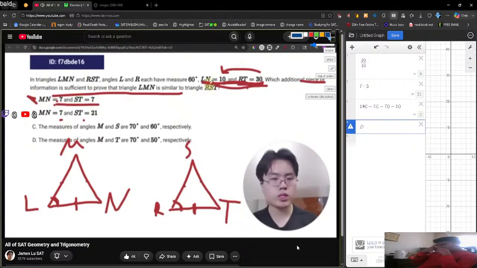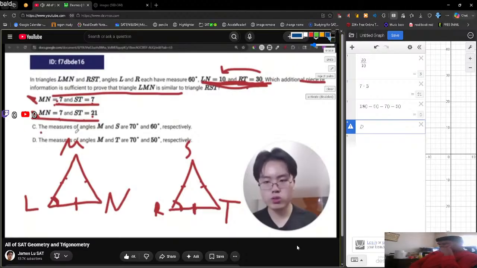Okay, we need to be consistent. Since this is 3 times greater, we need to have the same proportion between the sides. This one is 3 times greater, but it's only NN and ST. That's not good enough. We need all 3 of them. Just knowing 2 of them doesn't automatically mean that the third one is proportional. So we can eliminate B. It has to be C or D.